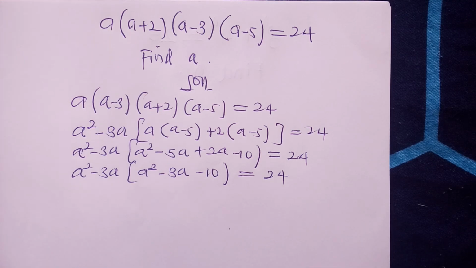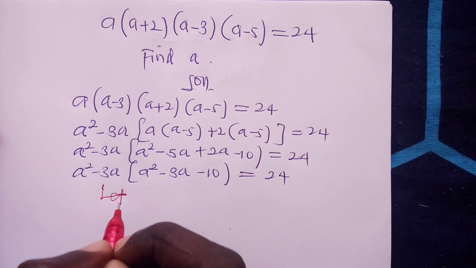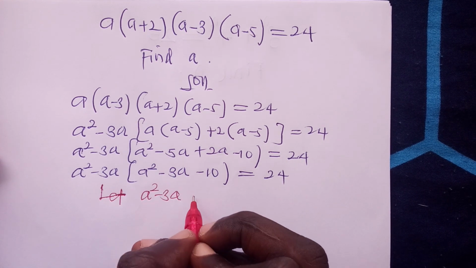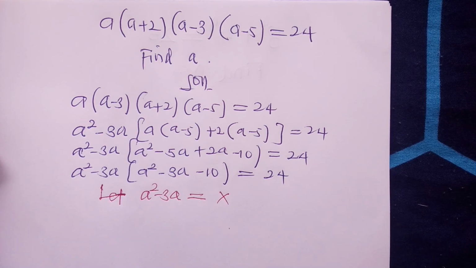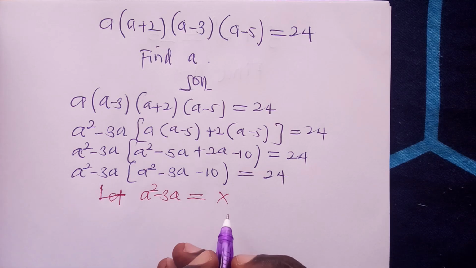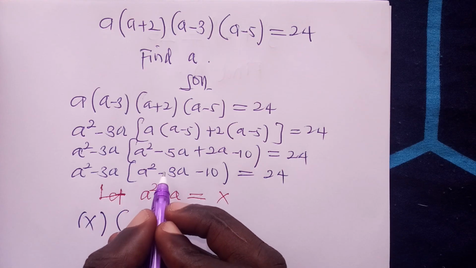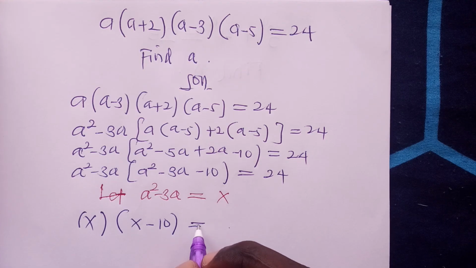We say now, let a square minus 3a equals x. Okay, so it means anywhere we see a square minus 3a, we are going to replace it by x. This is a square minus 3a, we replace it by x, into a square minus 3, this is also x minus 10, then this is equals 24.